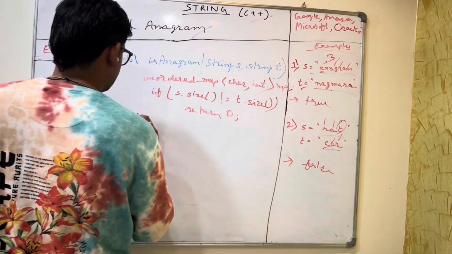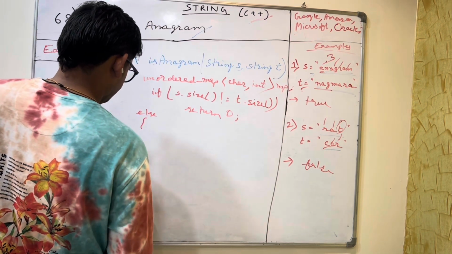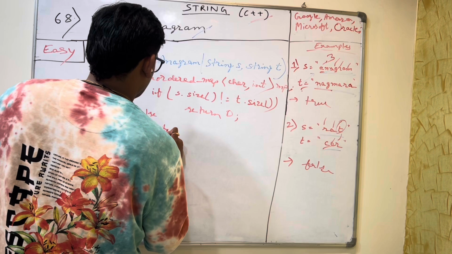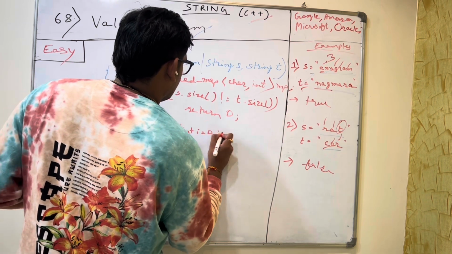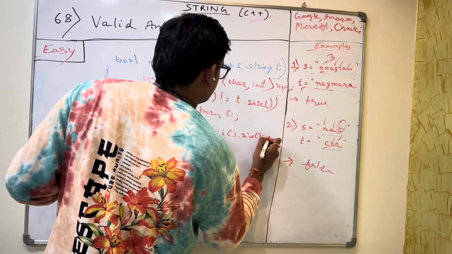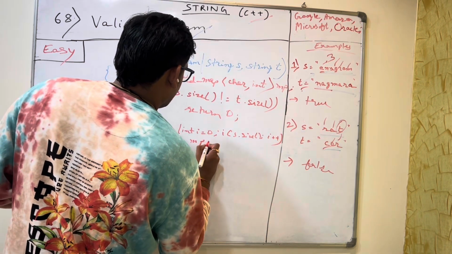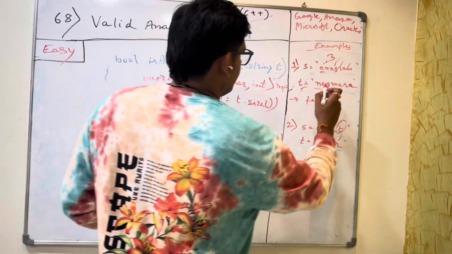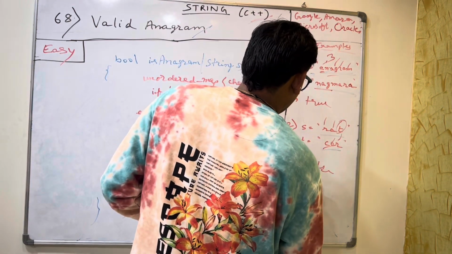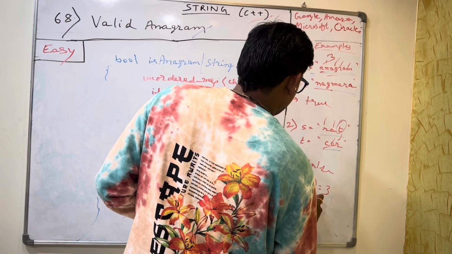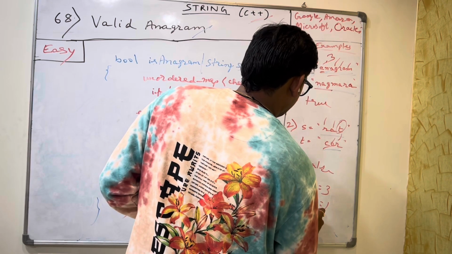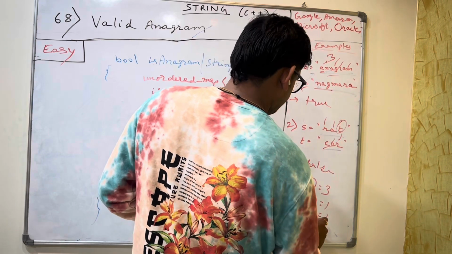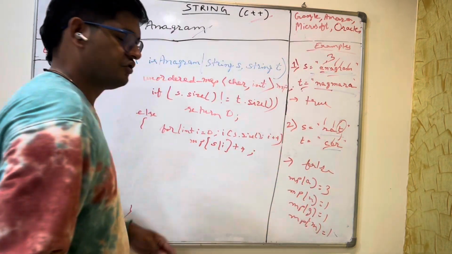Otherwise, else, what do we do? We'll store the frequency of all the elements in S. So for int i equal to 0, i less than S dot size, i plus plus, we will add whatever the elements are there and keep on increasing the frequency. So if we take this example, the MP of A will become 3, MP of N will be 1, MP of G would be 1, and M would be 1. So we have the frequency stored in the map.